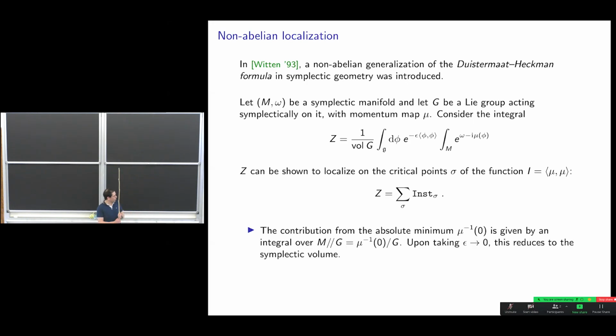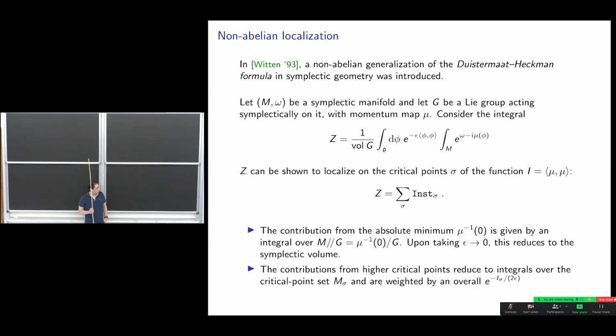And there's a contribution that comes from an absolute minimum. You always have this absolute minimum because mu squared is positive semi-definite. So when mu is 0, you have a contribution. And that involves taking an integral over the symplectic reduction of M by G, which means simply taking all the points in your manifold that are associated with a vanishing of the momentum map, quotient by G. And if you take epsilon to 0, this reduces to just the symplectic volume of the symplectic quotient.